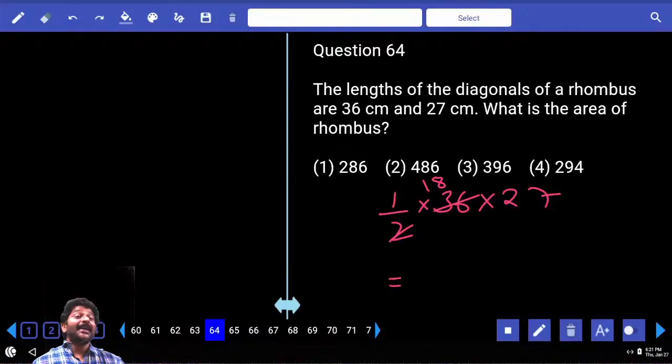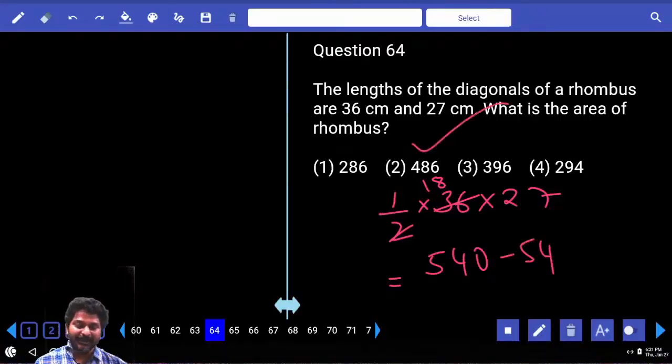So let's take 18 times, in the sense that is 20 times minus 2 times only. 20 times of 27 is 540, minus 2 times 27 is 54. Answer 486.